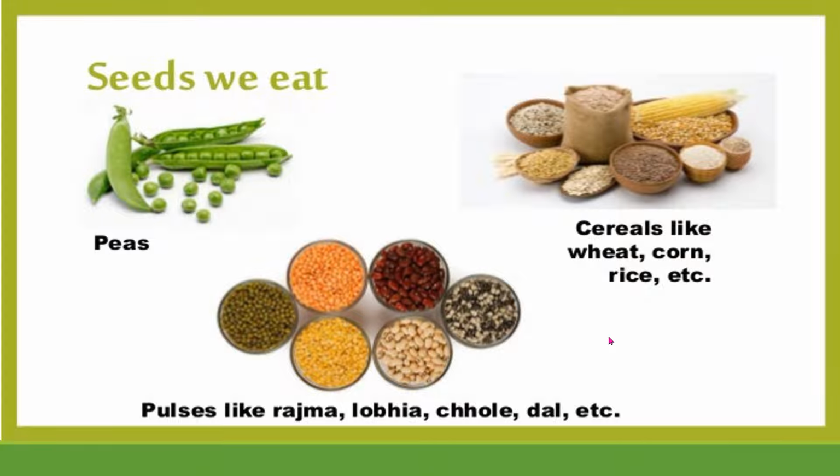We use some seeds for edible purposes like peas, cereals like wheat, corn, rice, etc. Pulses like rajma, lobia, chola, chana, moong, urad, etc.